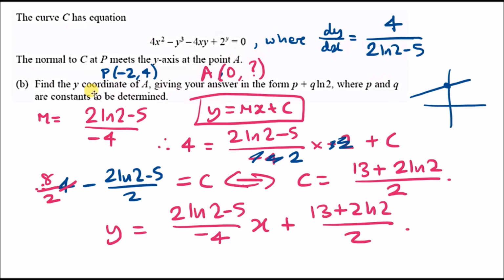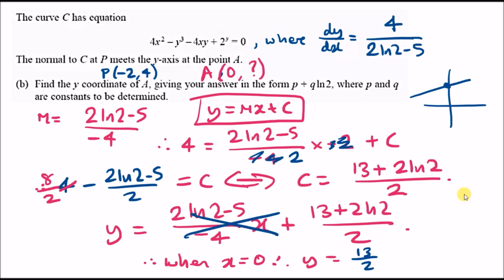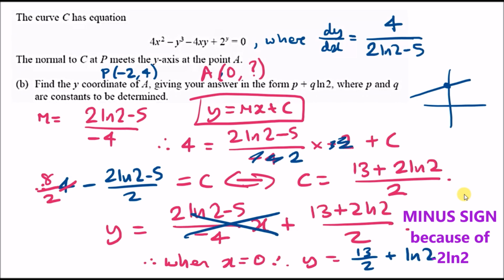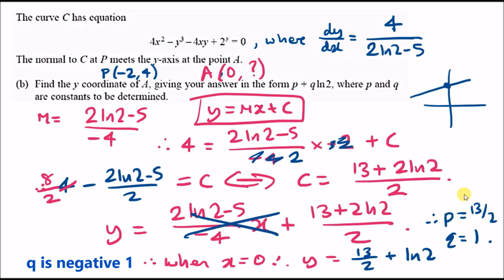And finally, find the y coordinate of a. So if it meets the axis, this means that x is 0. So we can say therefore when x equals 0, therefore y equals, so x equals 0, all of this cancels out. So we're left with literally 13 plus 2 log 2. And to keep in this form, well, we can have 13 over 2, so it'll be 13 over 2 plus, and then q would just be 1, so it'll be literally log 2. And that means p is 13 over 2 and q is 1. Not bad, guys. Not bad at all.